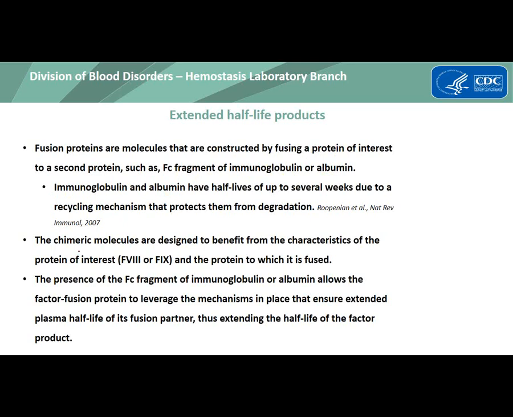And these chimeric molecules, the fusions, are designed to benefit from the characteristics of the protein of interest, factor VIII or IX, so factor VIII as a cofactor, or factor IX as an enzyme that activates factor X, and the protein to which it is fused. And so the presence of the Fc fragment of immunoglobulin, or albumin, allows the factor fusion protein to leverage the mechanisms in place that ensure extended plasma half-life of its fusion partner, and thus extending the half-life of the factor product.